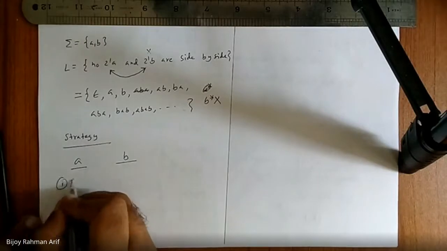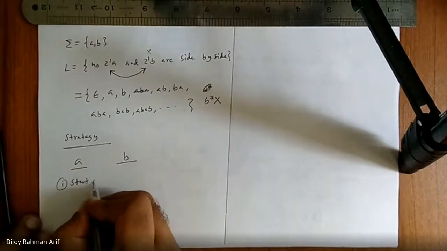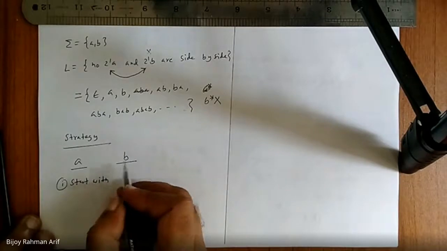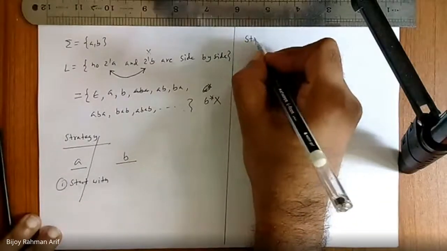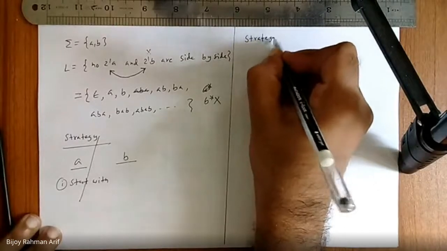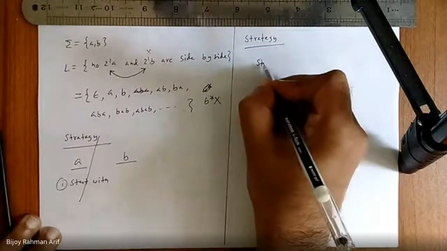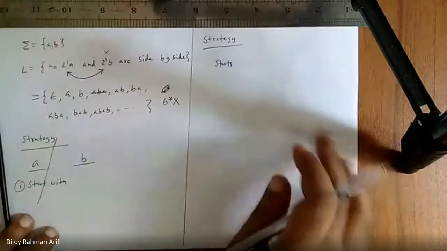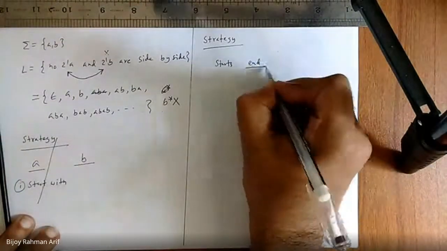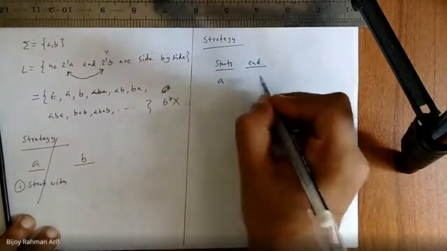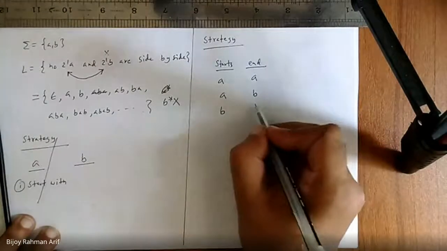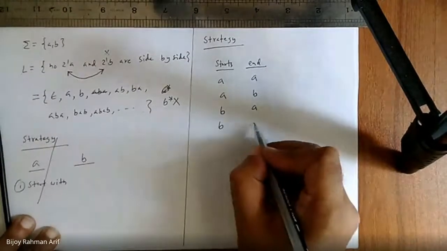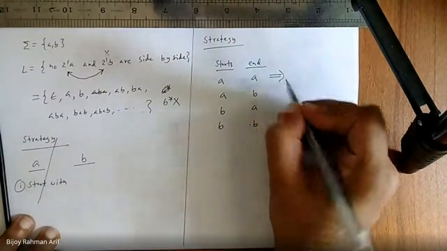Number one, strategy: starts with A, ends with A. Starts with A, ends with B. Starts with B, ends with A. Starts with B, ends with B. Good. Now we will solve each of these one by one.